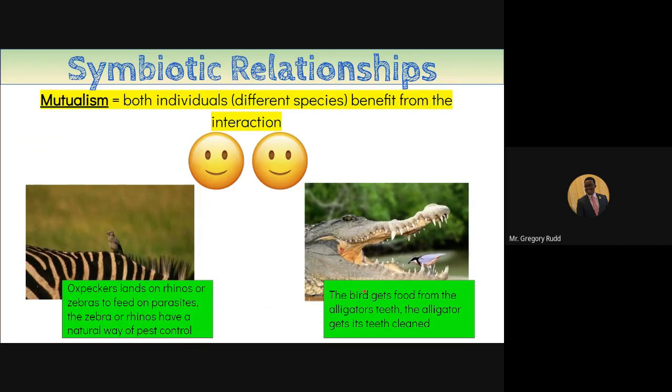Another example might be a bird that sits literally in the mouth of an alligator and eats the scraps of food that are in the alligator's mouth. The benefit to the bird is that it, of course, gets that food source, and the benefit to the alligator is it's got some oral hygiene. Its mouth is literally being cleaned.